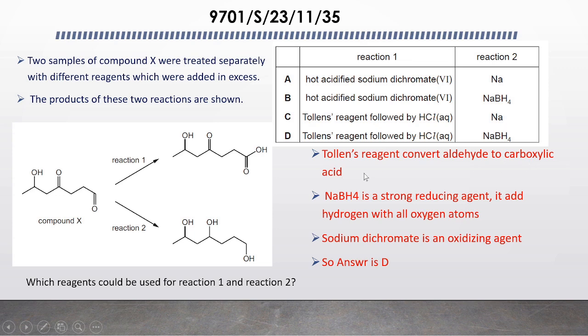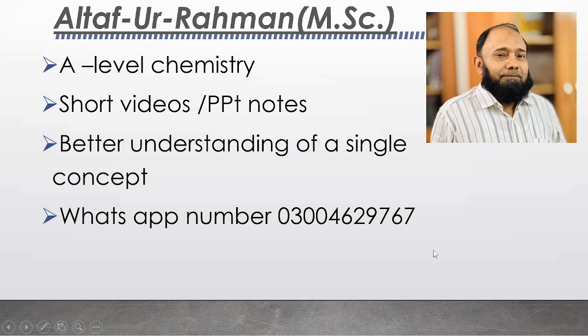In this last question, you can see here in the question, the Tollens reagent converts aldehyde to carboxylic acid. If you remember, I have just mentioned at the start of the video, NaBH4 is a strong reducing agent. It adds hydrogen with all oxygen atoms. As you can see here, hydrogen is added. Sodium dichromate is an oxidizing agent. So that's why this one, B part or A part, they are both incorrect. So answer is D.